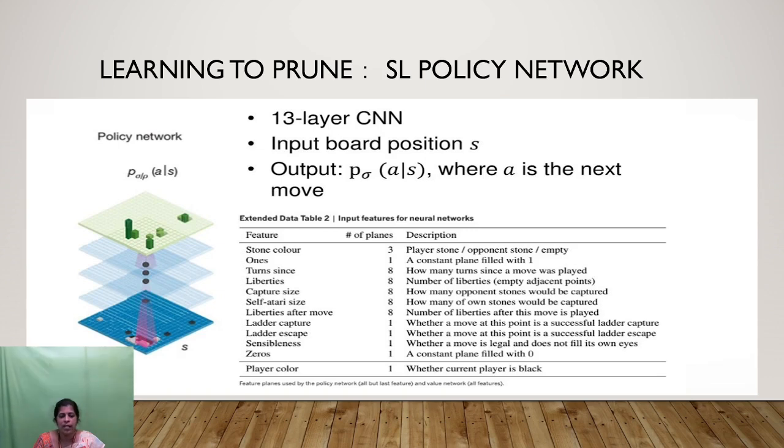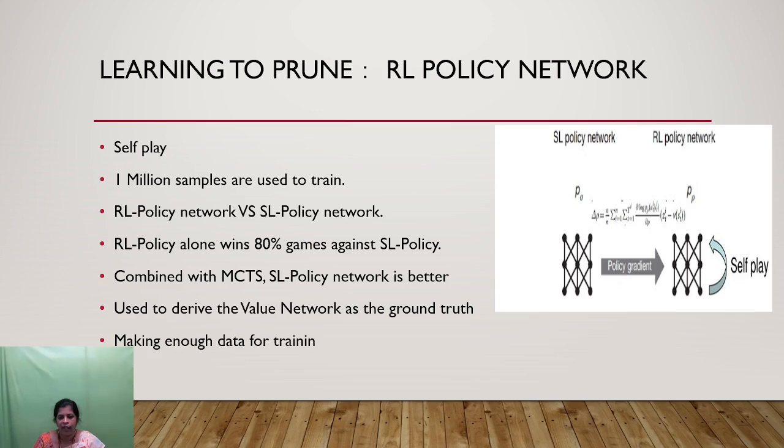A 13-layer CNN will be used. The features extracted here are stone color, turns, liberties, size, liberties after move, ladder capture, escape, sensibleness, player color, and the self-play policy as well as RL, that is the reinforced one. Combined with that, RL is compared versus SL.